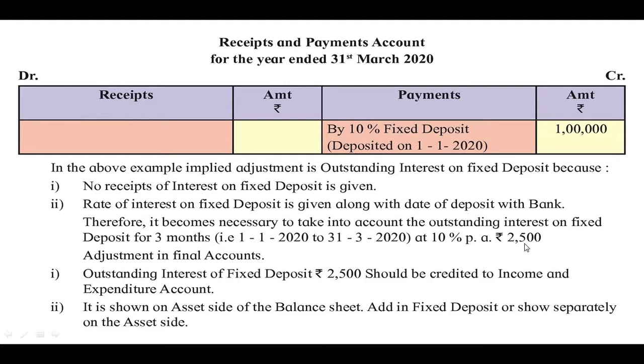So we have to give effect to this interest. This is the outstanding interest. It is income, so it should be credited in the income and expenditure account. That is the first effect. The second effect is that it is shown on the asset side. Either it is added to the fixed deposit or you can show it separately, because this is the amount receivable in the future. Anything which is receivable in the future will be recorded on the asset side in the balance sheet.